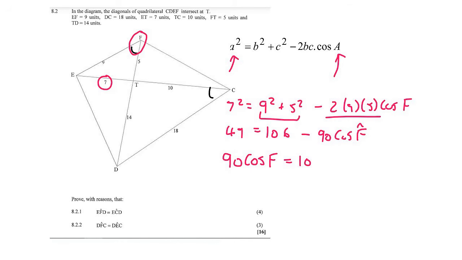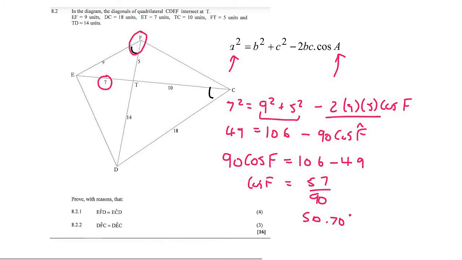So next what I would do is I would take the 90 cos f to the left, and then on the right hand side you would have 106 minus 49, which we can actually just simplify to 57. Next, we can divide by 90, and then we can say shift cos. And that'll give us 50.70 degrees. So we have found angle F, 50.70.